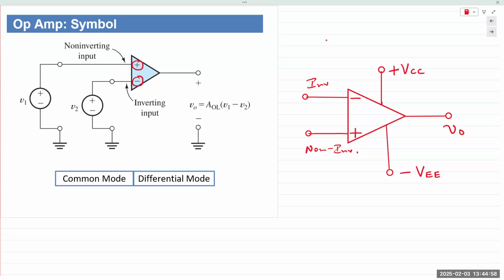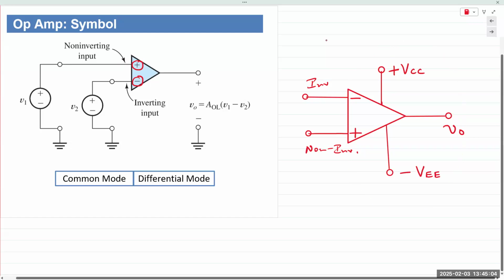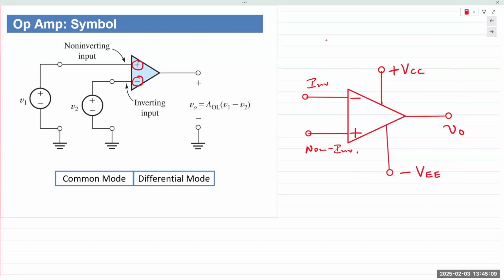So this also is implied. The plus VCC and minus VEE comes from the fact that you apply the voltage to the collector, and at the other end it would be the emitter. That's where the VCC and VEE come from: collector voltage, emitter voltage. But those power supply terminals are also not always shown. They are implied. Those are the DC biasing voltages. Without those DC biasing voltages, the op-amp is not going to work.